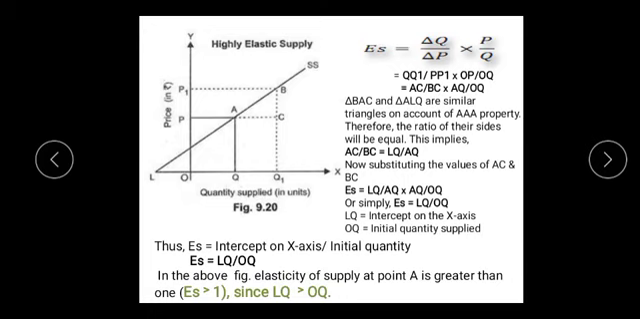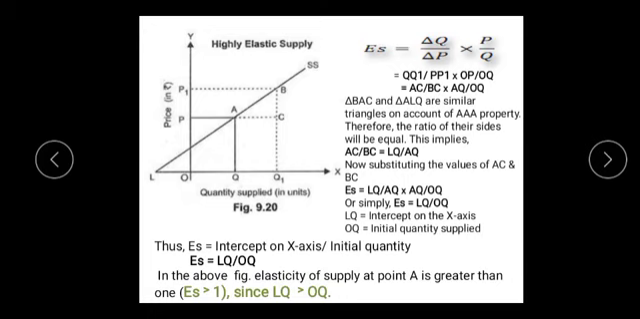Now dear students, from the figure given here, del Q is equal to QQ1, that is, change in quantity supplied is equal to QQ1. And del P, that is change in price, is equal to PP1. The initial price P is equal to OP, and the initial quantity Q is equal to OQ.